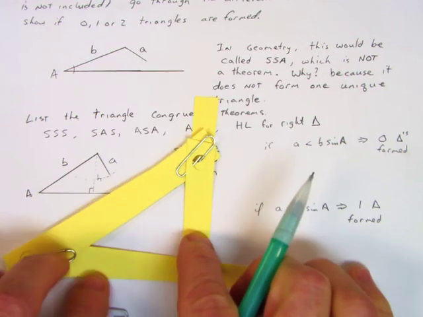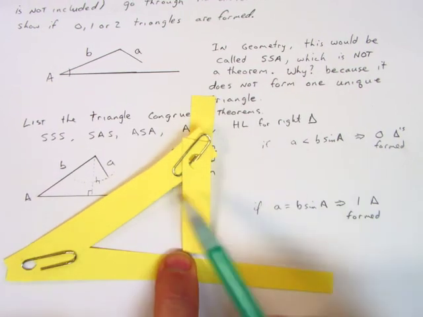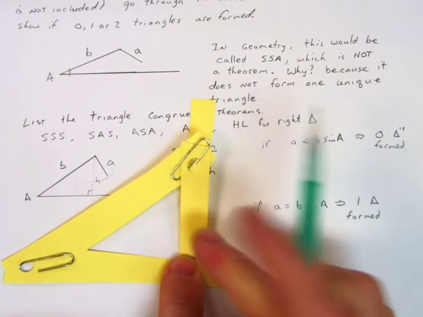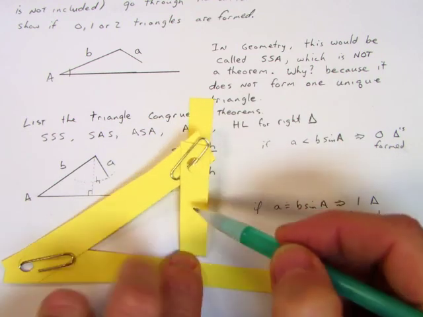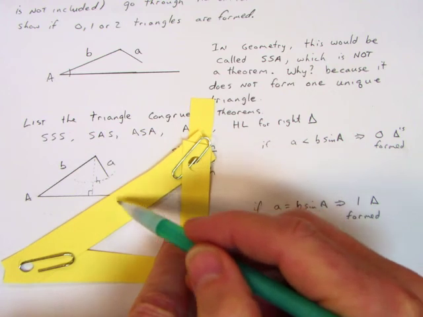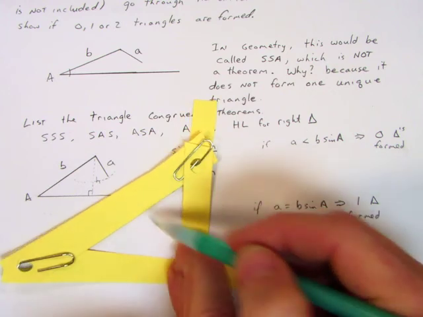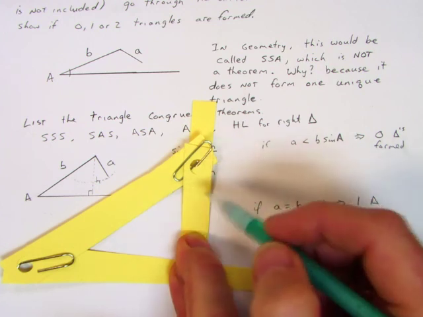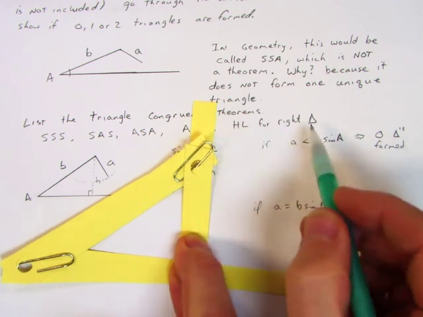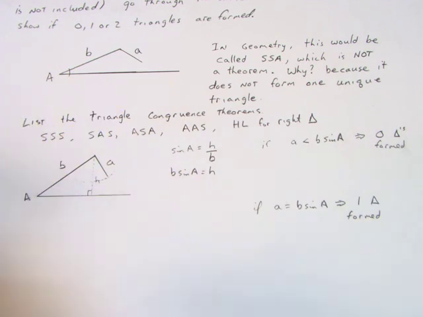Well, what this is saying is I have a right angle here. I have this angle, the opposite side to it, as well as this longer side. Well, that's opposite my right angle, so this is my hypotenuse. So this is HL for a right triangle. In this one situation, there is one unique triangle that is formed.